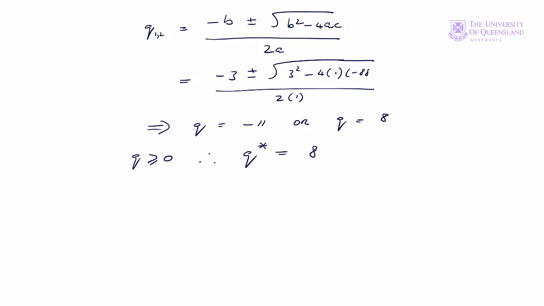From our inverse supply function, we'll have P star is equal to Q star plus 1. That is 8 plus 1, 9. So we have P star, Q star, our equilibrium values, equal to 9, 8. Now we have all the information required to calculate the consumer surplus and the producer surplus.